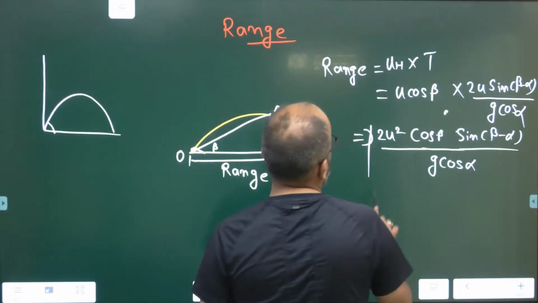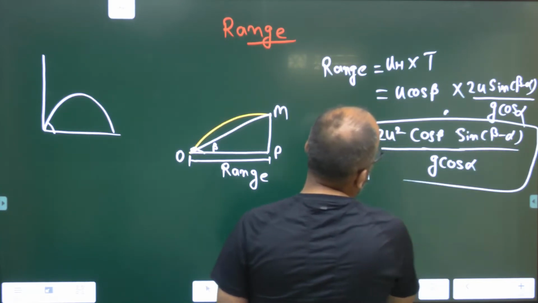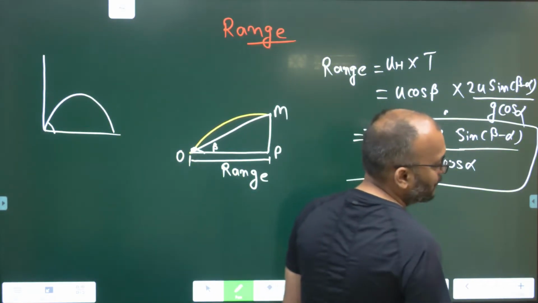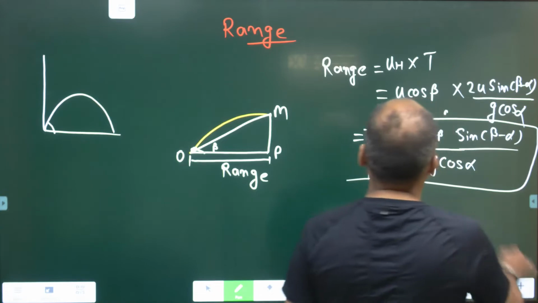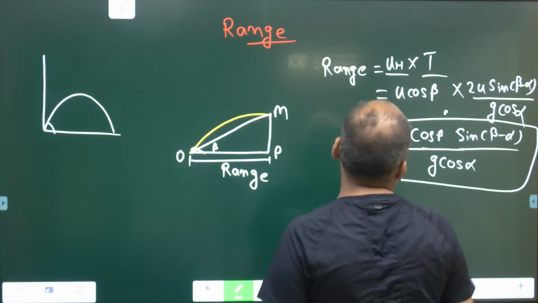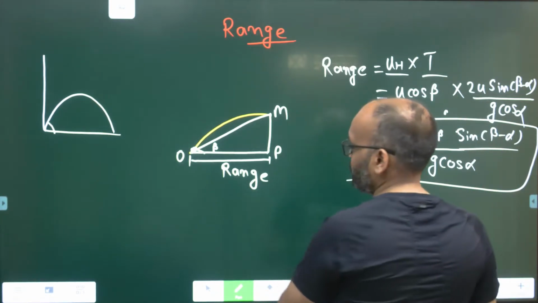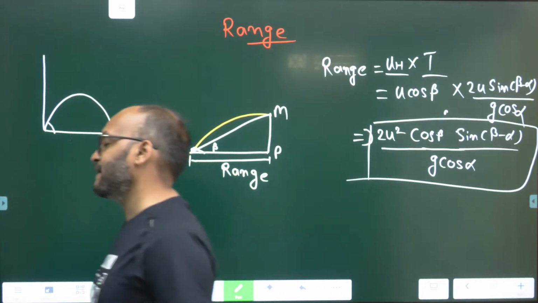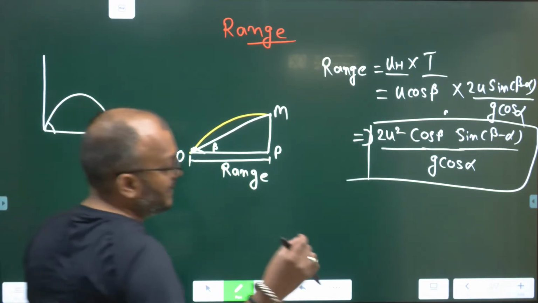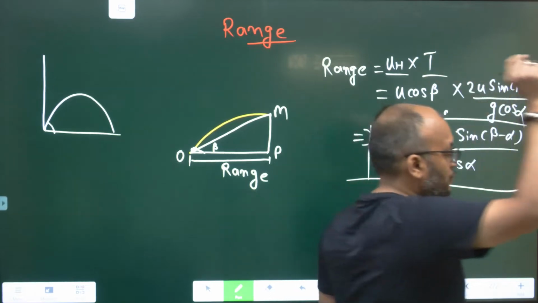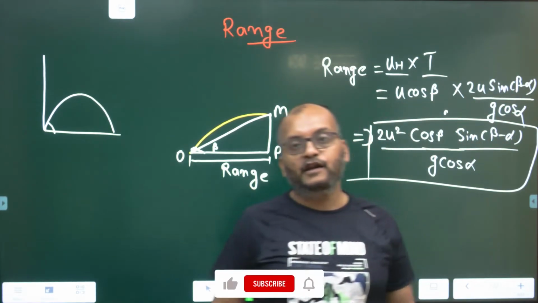So this is the expression, very haphazard type of expression, but what to do? The concept is multiplying the horizontal component with time of flight. Okay, please note it down. Then we will do the second thing, that is case 2, when the projectile is thrown from the top of the incline to the bottom.